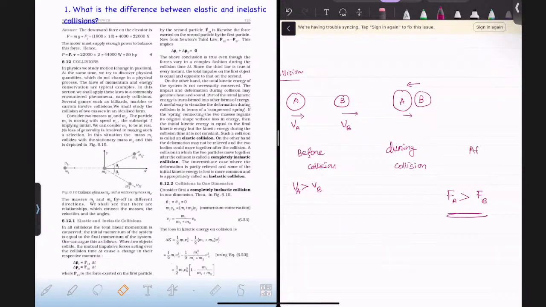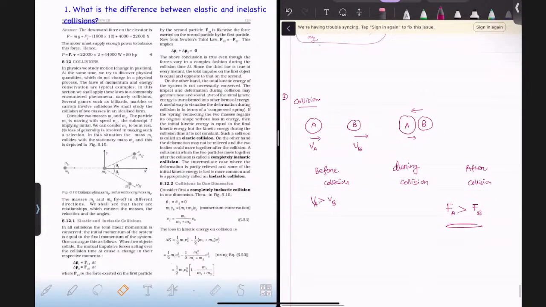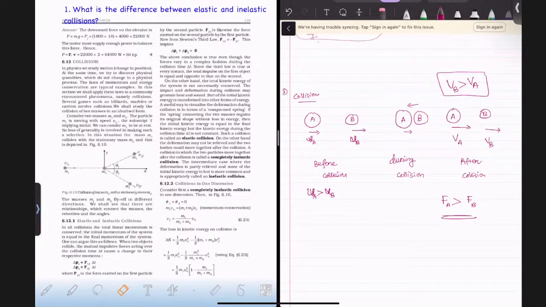So after the collision, what will happen? Let's assume this is UA. Initial was U. If after the collision, object A is moving with VA velocity and B is moving with a velocity VB, you will see after the collision, VB will be greater than VA. Velocity of B increases because of the collision. This is the collision. Collision means when two bodies put some force on each other. Okay. So collision definition, I think I have made it very clear.